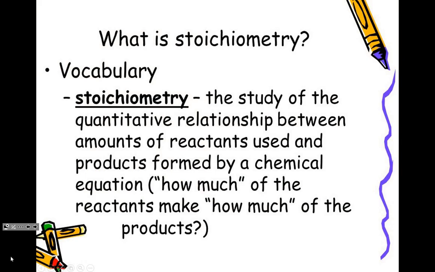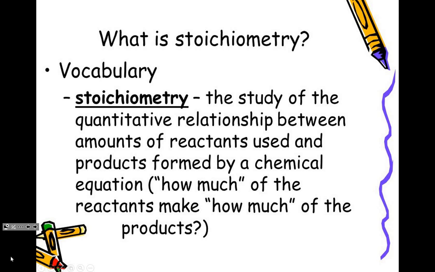Going forward, you need to know what stoichiometry is. So this is the first thing you need to write down. It is a vocabulary word. Makes you sound smart. It is the study of the quantitative, meaning the amount, relationship between the amount of reactants used and the product formed by a chemical equation. In other words, how much of the reactants make how much of the product.